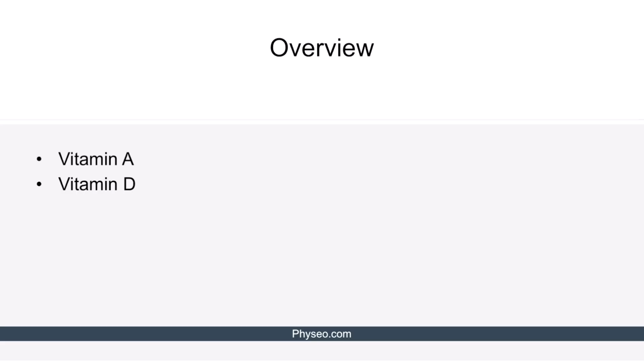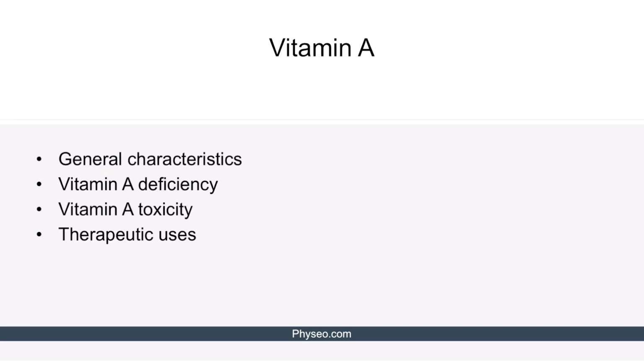Let's begin. Here are the topics we're going to discuss in this lecture. Let's start with vitamin A. We will cover general characteristics, vitamin A deficiency, vitamin A toxicity, and therapeutic uses of vitamin A. Let's start with general characteristics.